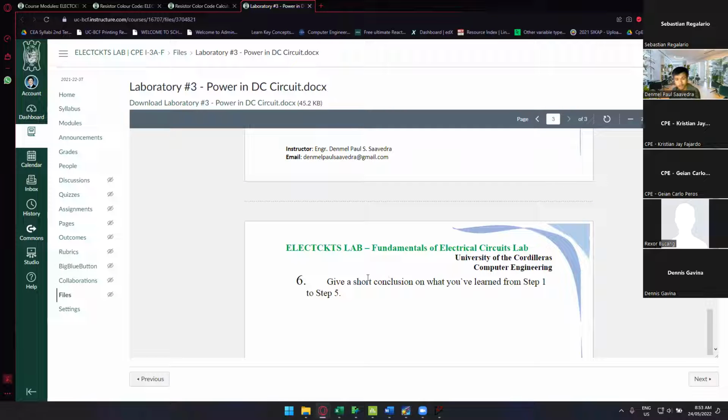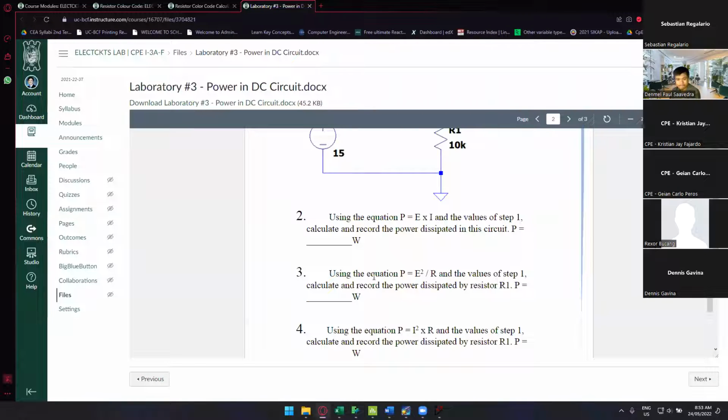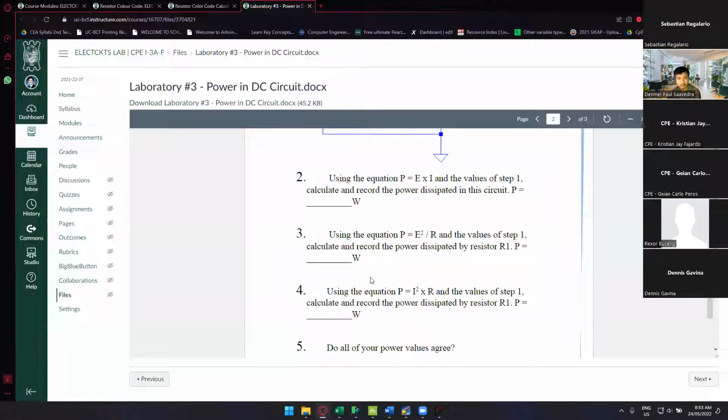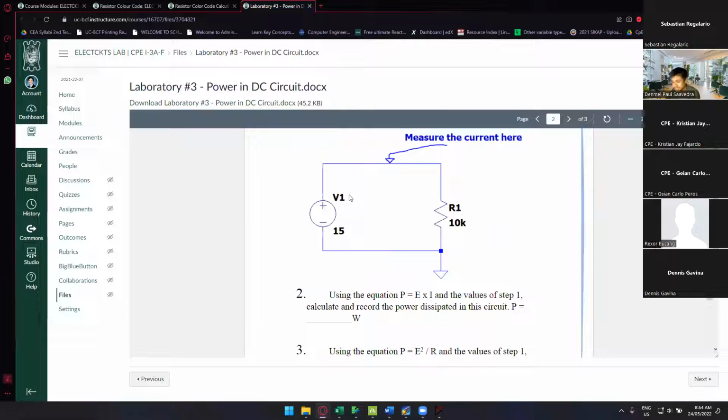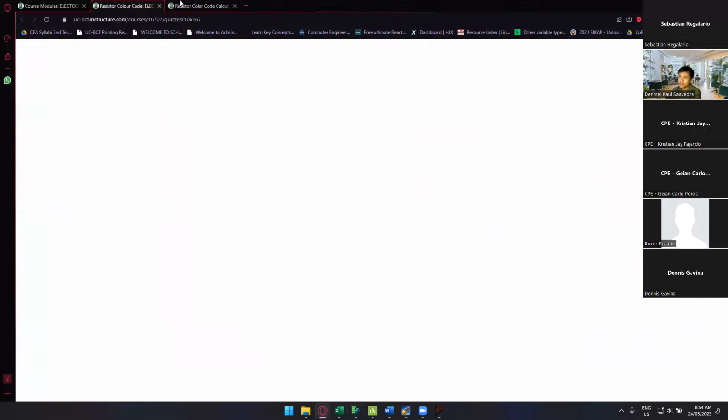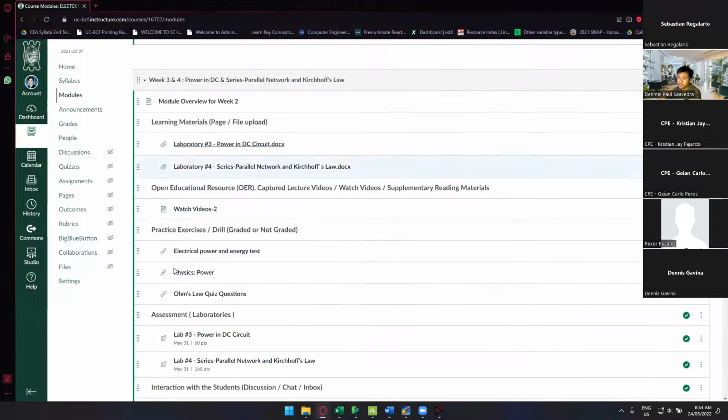Again, if none, just give me a quick thumbs up. Okay. All right, so I think there are no questions since this is the easiest laboratory also. Lab 2 and lab 3, those two are super easy to do in LTspice. Anyway, let's move on to lab number 4.